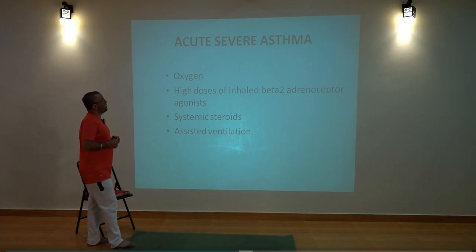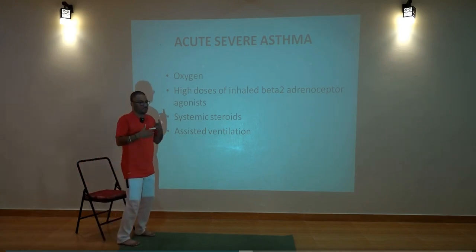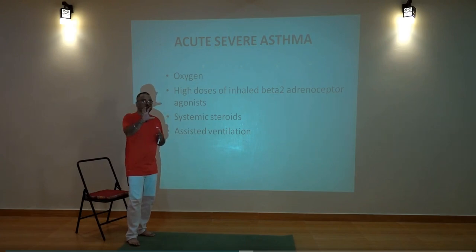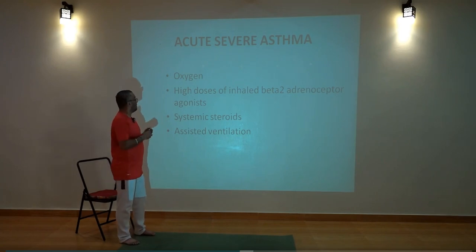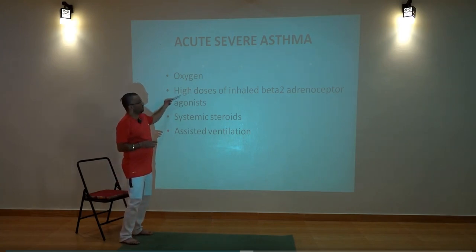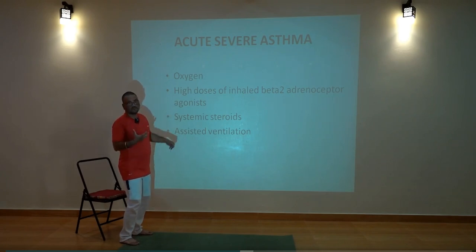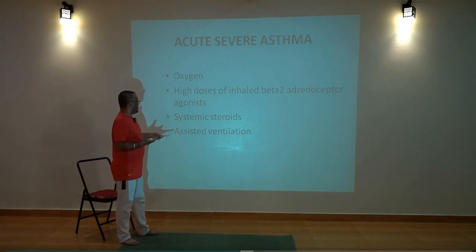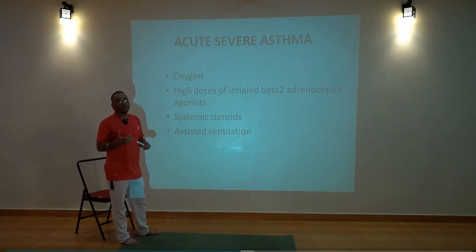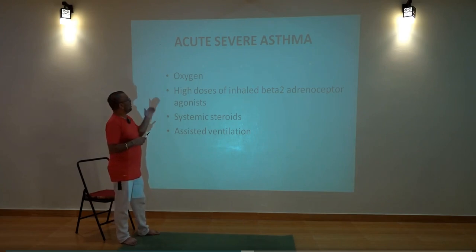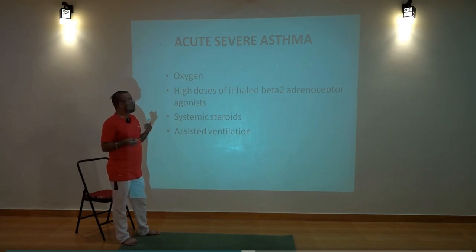Acute severe asthma: what we do, as you have seen, when people have a severe attack, they take them to the oxygen cylinder, put oxygen and nebulizers, and give high doses of inhaled beta-2 adrenoreceptor agonist. Systemic steroids and assisted ventilation we all provide. This is basically in relation to the medical system. Next slide.